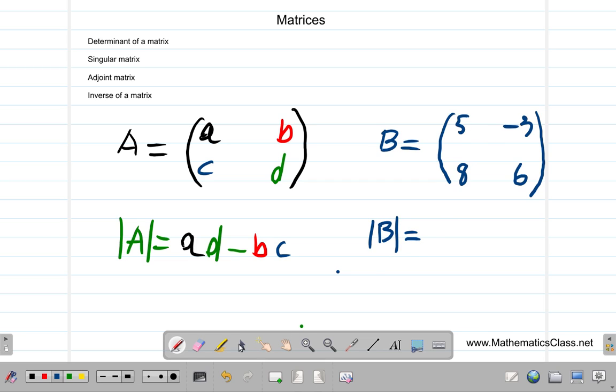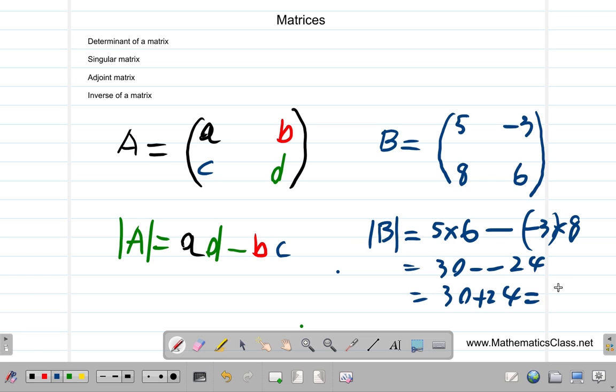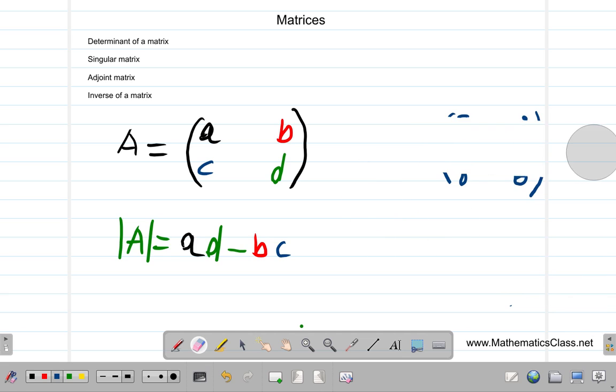You multiply the elements in the leading diagonal. So you have 5 times 6 minus. Then you multiply the elements in the non-leading diagonals. So you subtract negative 3 times 8. So this is 30 minus negative 24. You'll remember that this is 30 plus 24, and your answer should be 54. So the determinant of this matrix is 54. Hope you get that. Alright, let's look at another example.